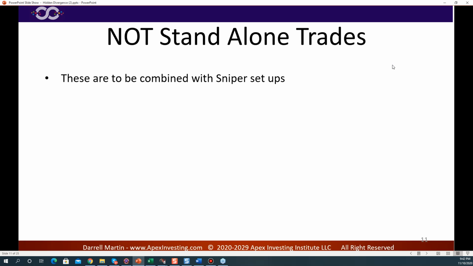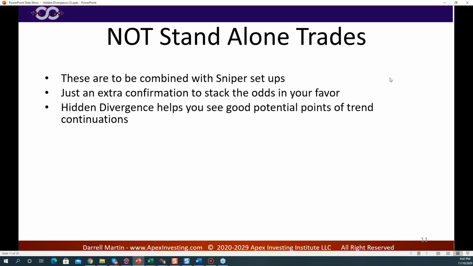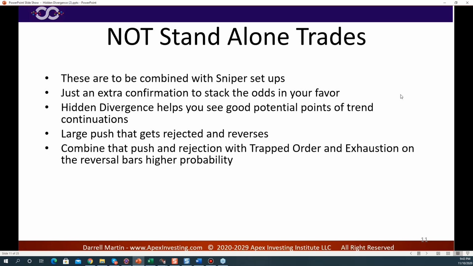So these are to be combined with sniper setups. Okay? You have the hidden divergence, you have a reversal bar, you're adding in trapped orders, you're adding in exhaustion boxes, and that hidden divergence just helps you see those good potential points of trend continuation. When that large push comes in and gets rejected and reverses, add it all together, and it helps to be a much higher probability. And you also don't need DR to confirm this trade. Correct.